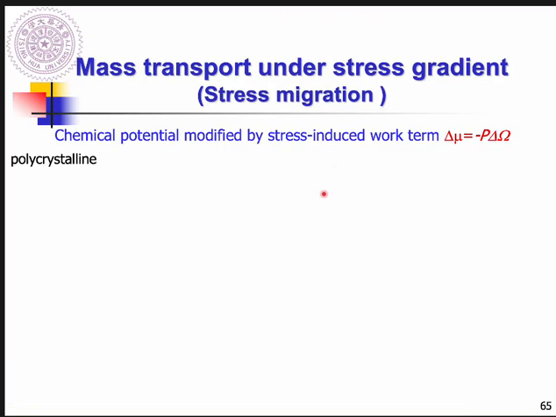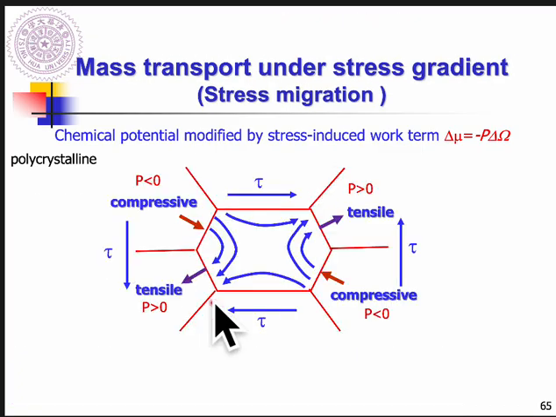Okay, so what we have here is polycrystalline materials, and this material suffers a shear force. So we have a tau here, tau downward and upward. And this tau actually can be dissociated into two parts. This is compressive to this grain, and the other is tensile. So compressive and tensile, let's sum these two factors together, then you can get the tau.